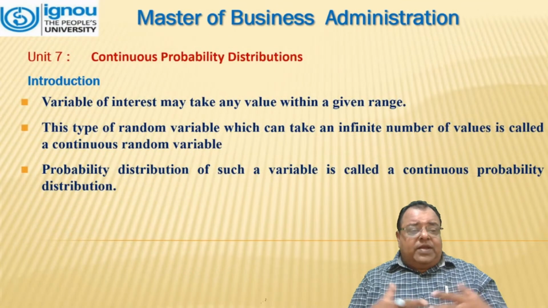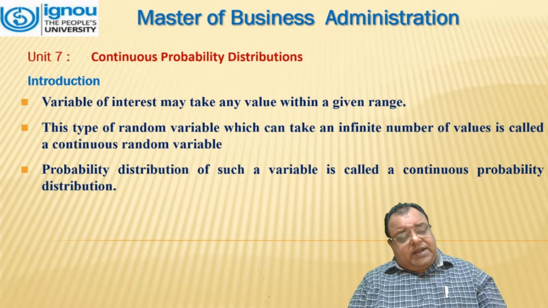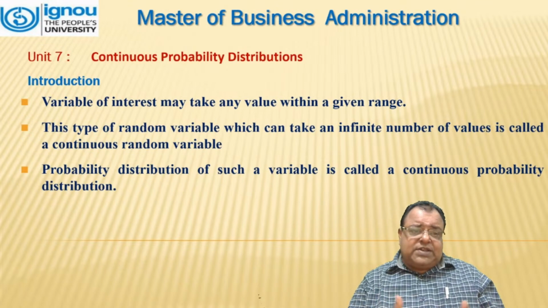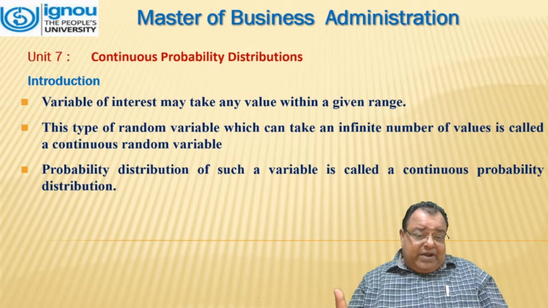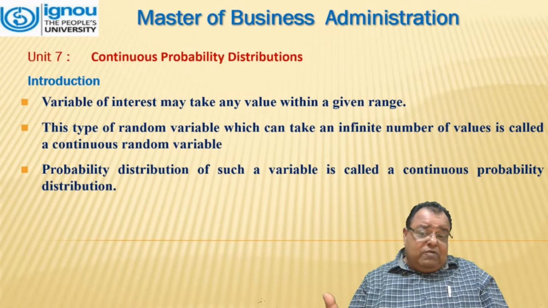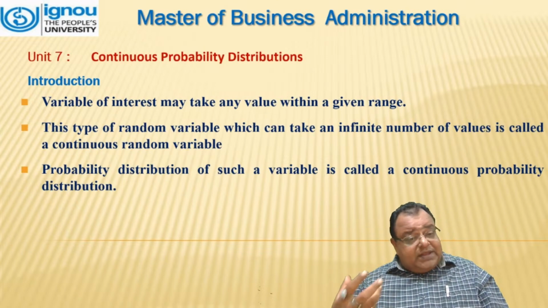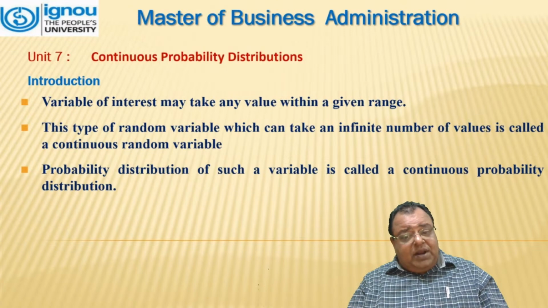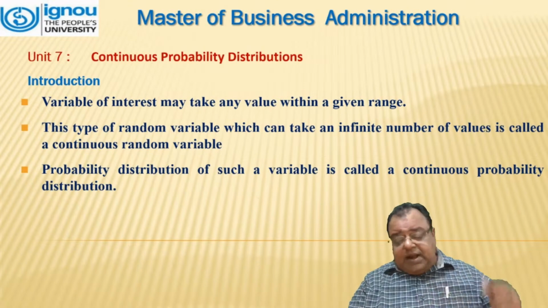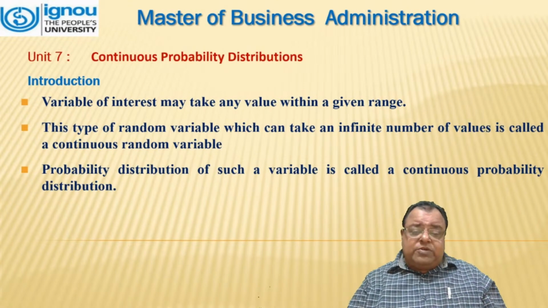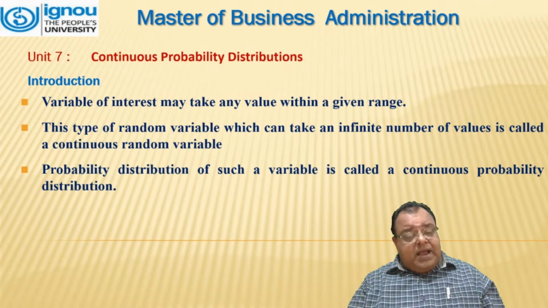Now, moving further, that is unit 7, which consists of continuous probability distribution. What we are going to study in this variable of interest, we take any value within a given range. This type of random variable, which can take an infinite number of values, is called a continuous random variable. Thirdly, probability distribution of such a variable is called a continuous probability distribution.